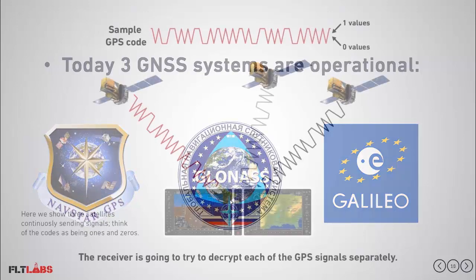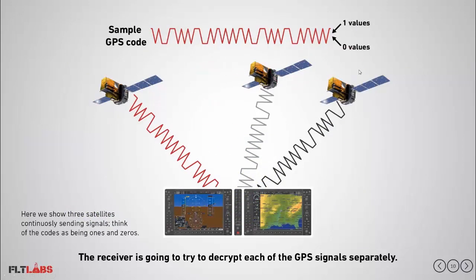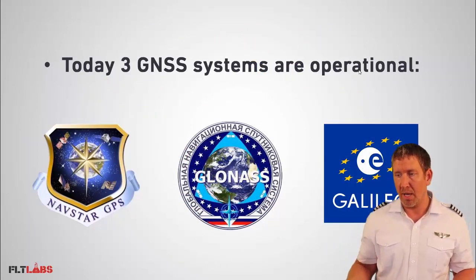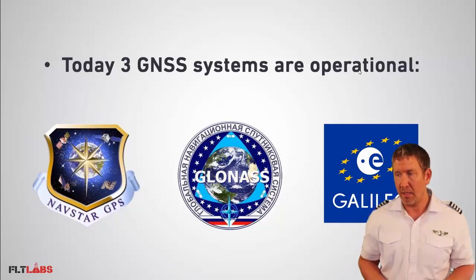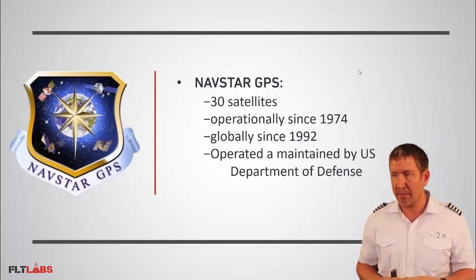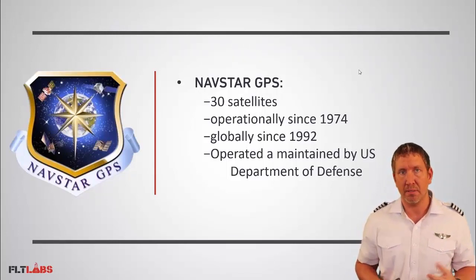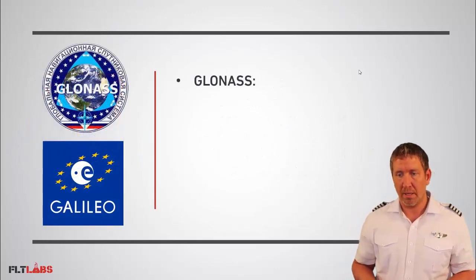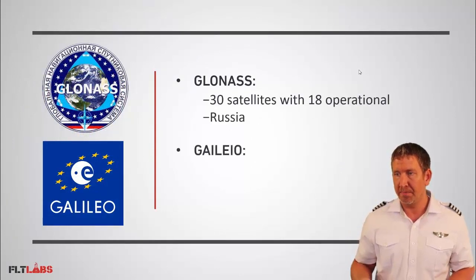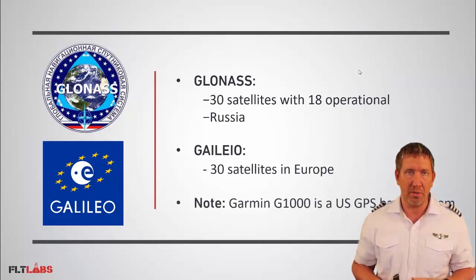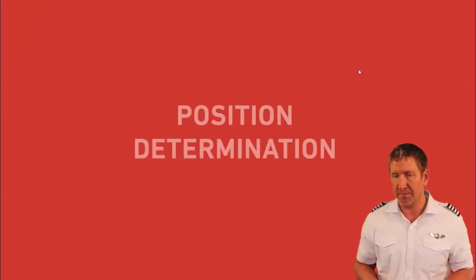So we go back, we have all these satellites up there, and there are different satellite systems. Today there are 3: Navstar, GLONASS, the Russian system, and Galileo, the European system. Navstar has 30 satellites, operating since 1974 and globally since 92, operated by the U.S. Department of Defense. So Navstar is the U.S. system. GLONASS has 18 operational for Russia. Galileo has 30, that's in Europe. Note, Garmin G1000 is a US GPS-based system.